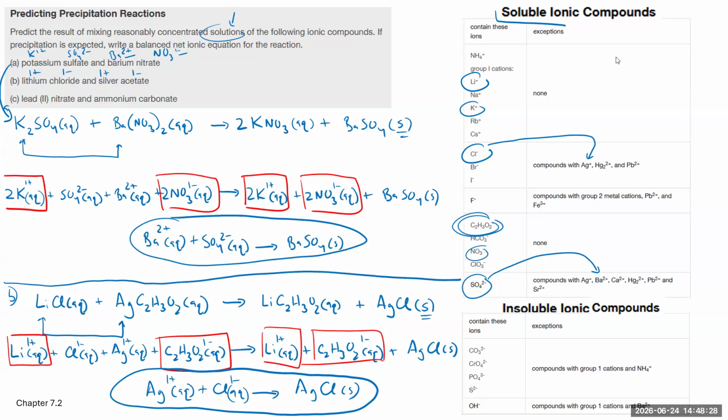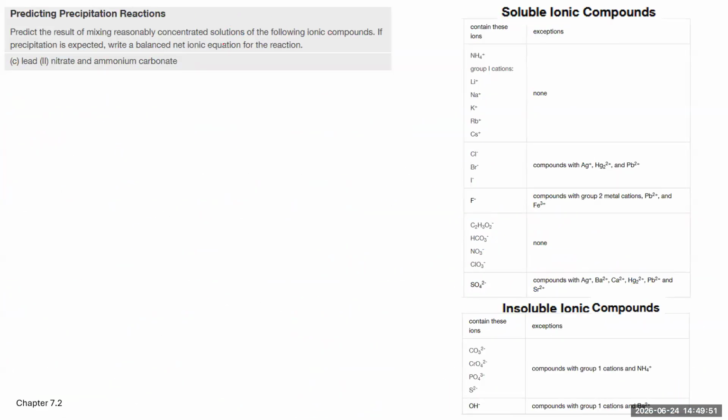All right, let's do another practice problem, our final one, and then we'll get into other stuff. Okay, so we're going to do the last example here. It's going to be lead II nitrate and ammonium carbonate. All right, I'm going to label these: lead II nitrate, ammonium NH4 1 plus, carbonate CO3 2 minus. Again, those are polyatomics. The lead's not, but you should be used to those by now.